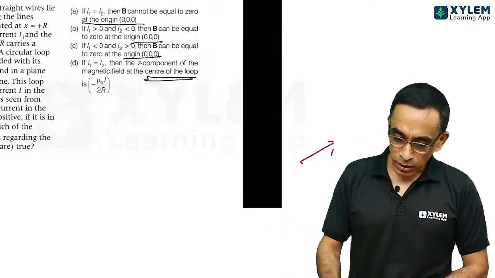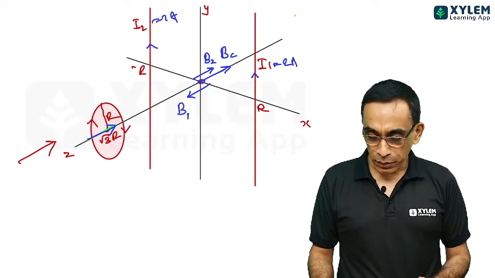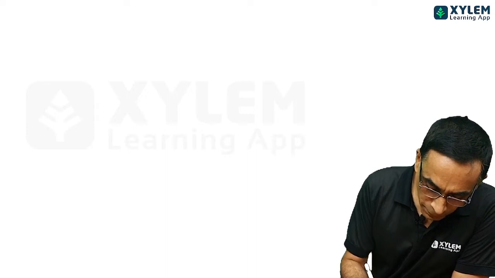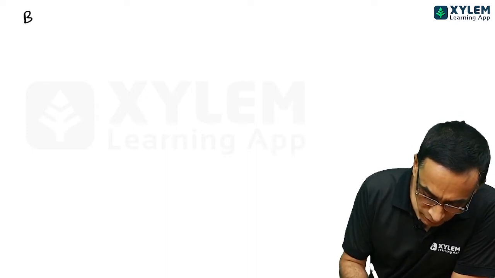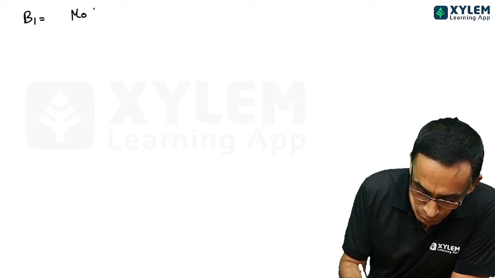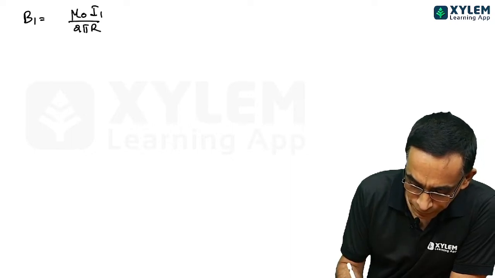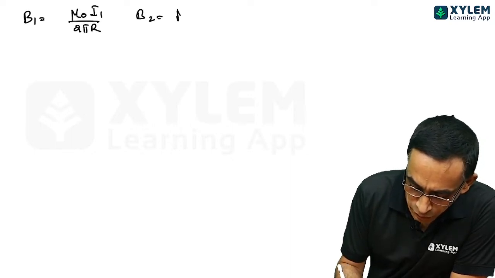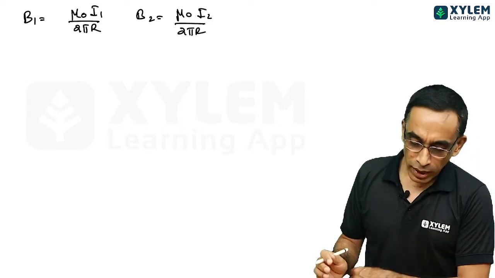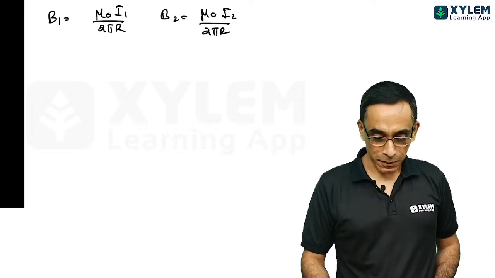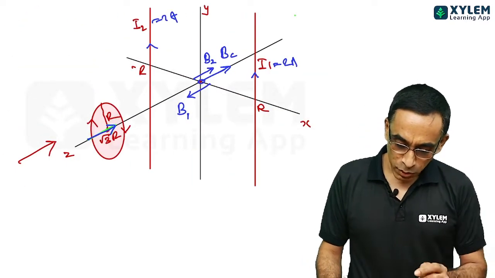So first of all, let's form the equations of the three fields. What is the magnitude of the field B1? B1 is nothing but mu 0 I1 divided by 2 pi r. B2 is equal to mu 0 I2 divided by 2 pi r. So if I1 and I2 are equal, then the magnitudes of these two fields will be equal. Now what about the circular coil?